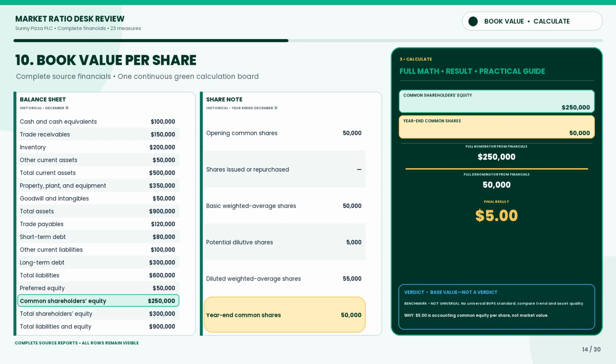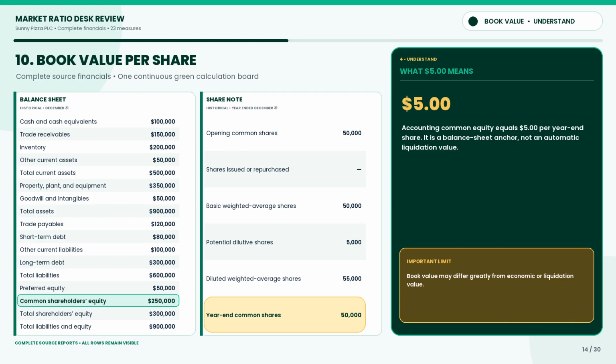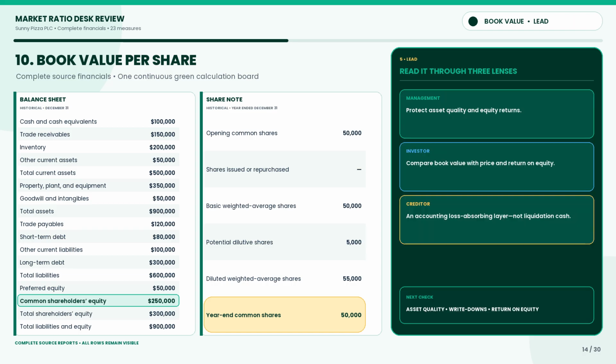The market uses BVPS as an accounting reference point, especially for asset-heavy businesses. Management should protect asset quality and returns earned on the equity base. Investors compare book value with market price and return on equity. Creditors view common equity as a loss-absorbing layer, but recorded book value is not guaranteed collateral or liquidation cash.